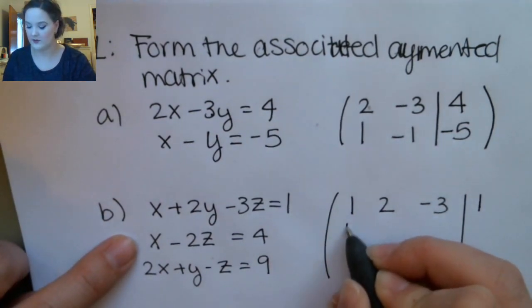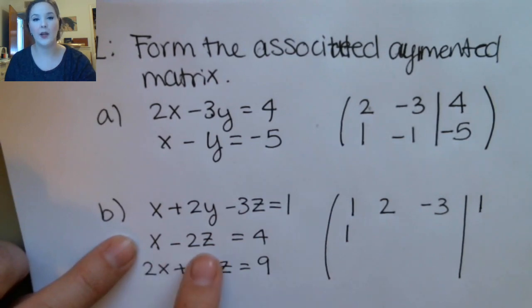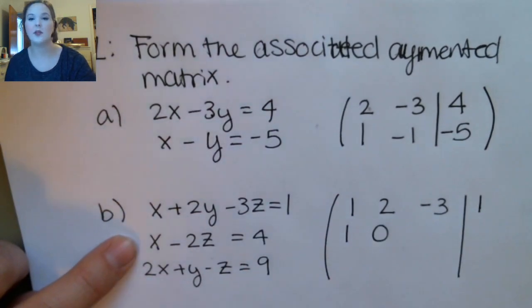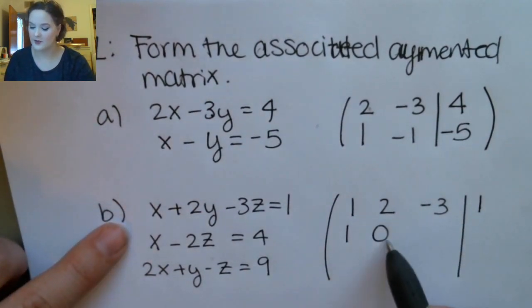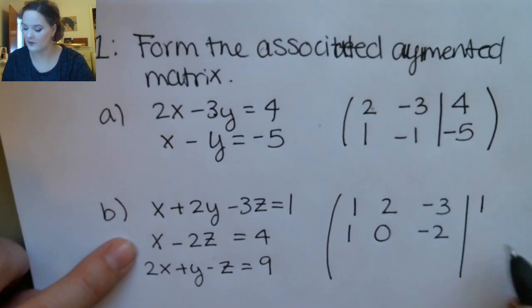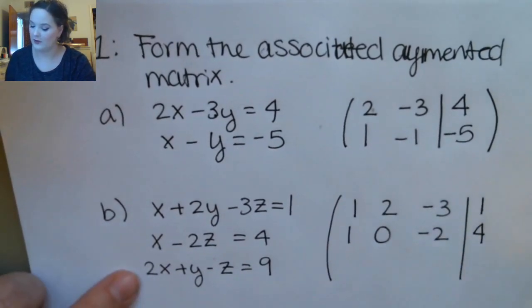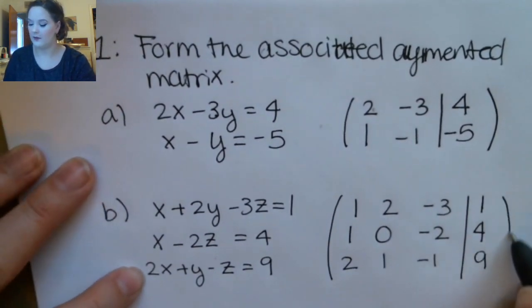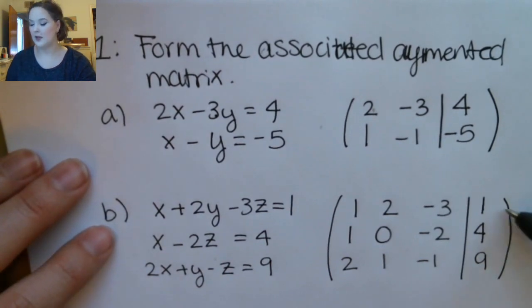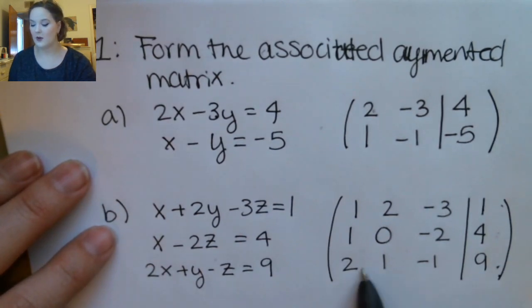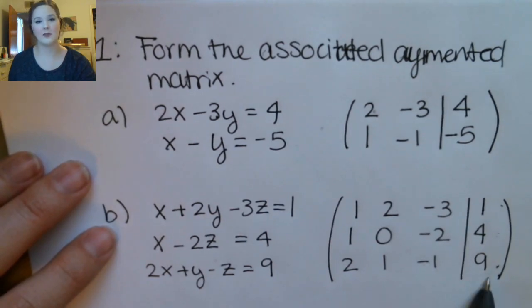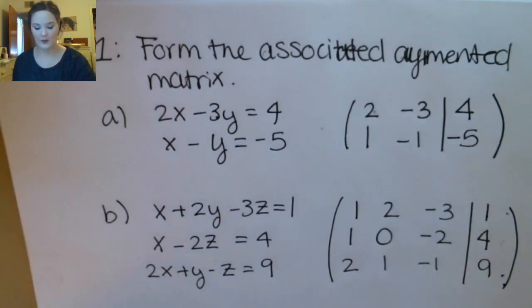So my coefficient of x is 1. Now if you look, there's no y in this equation, which means the coefficient of y is 0. You do need to put something in that spot. So you put 0 in for y and then -2 for z, and 4 goes in my solution column. Then here I'll have 2, 1, -1, 9. Again, each row corresponds to a different equation. So we have 3 equations, and each column corresponds to a different variable, x, y, z, and then the solution column.